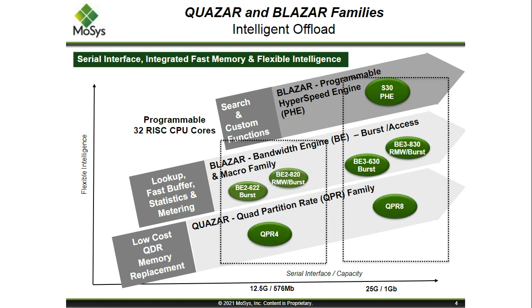Further down the line here, you'll see that there are products that have SerDes rates of up to 25 gig and are as dense as 1 gigabit in density. So we've separated them out that way, and we'll talk about the vertical axis, which is the functionality differentials that you'll see across the lines. All these products are the ones that we're going to talk about today.